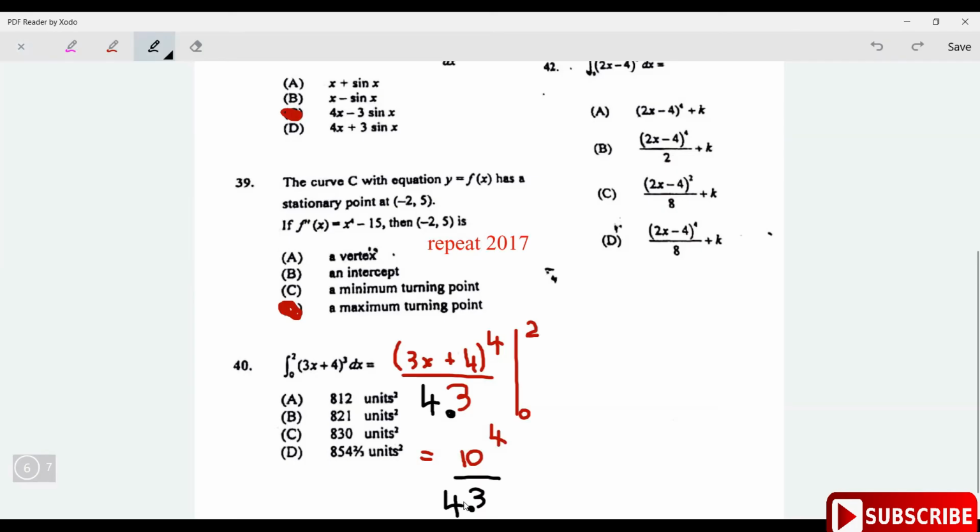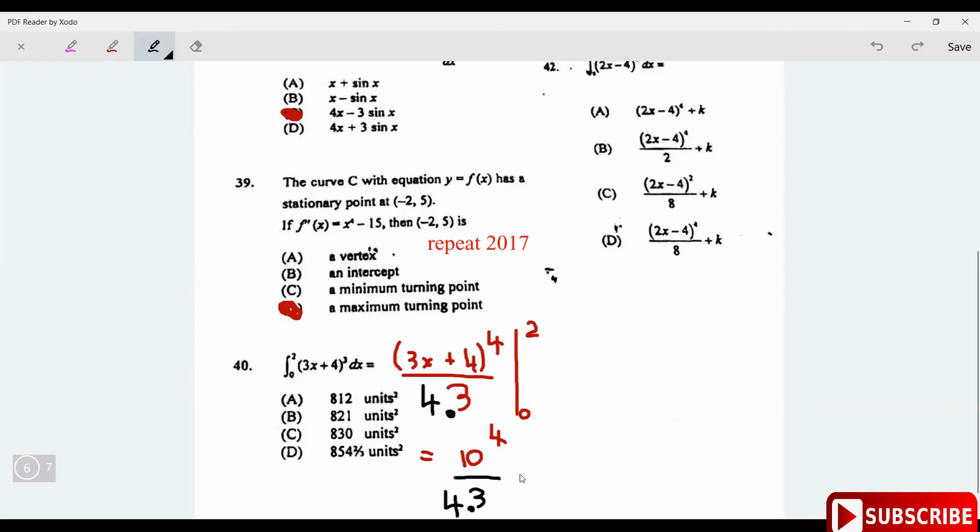Add 1 to the power, divide by the power, divide by the differential in the bracket. When you plug in 2, 3 times 2 is 6. 6 plus 4 is 10. Yeah, that's fine. 10 to the 4 divided by 4 times 3. I'm getting 833 and 1 over 3. And none of these are there.